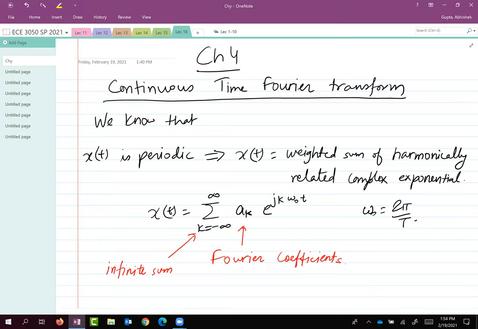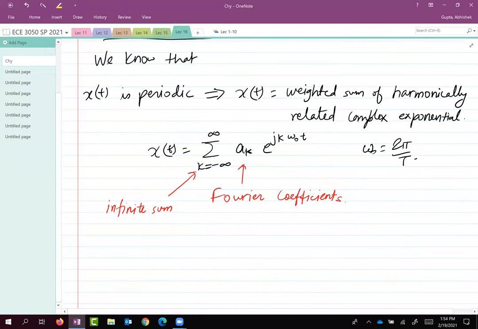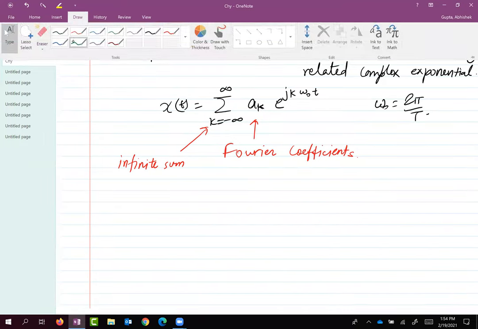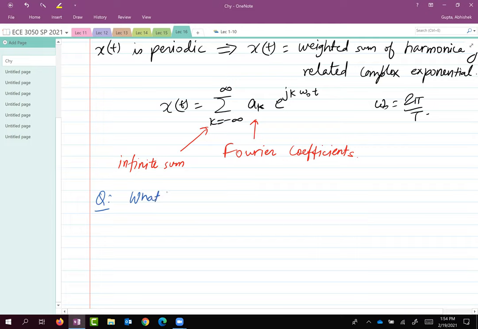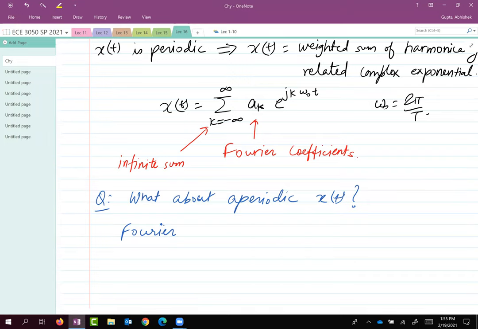Okay. So we know that for periodic signals, we can expand the signal using Fourier coefficients as an infinite sum of harmonically related complex exponentials. Now the question is, what happens when xt is aperiodic? If your xt is not a periodic signal, can we write something like a Fourier coefficient expansion for it or not? It turns out that Fourier said the following: I can view an aperiodic signal as a periodic signal with infinite periodicity.